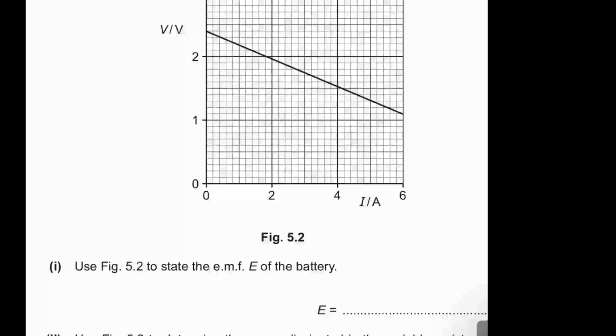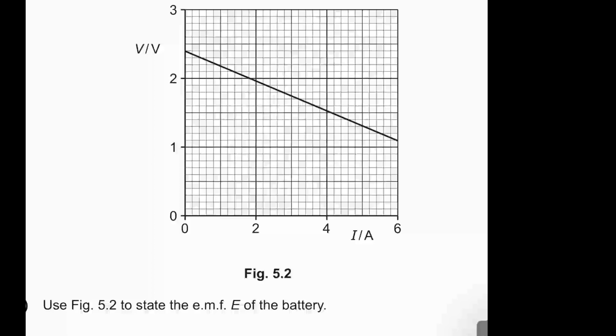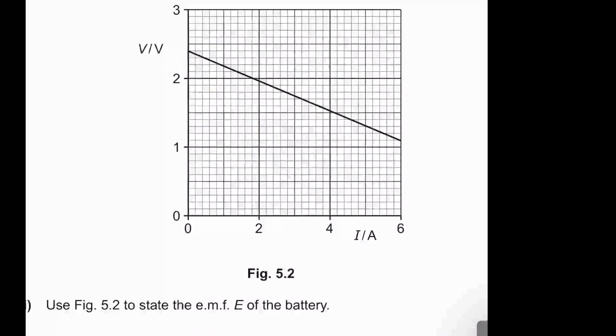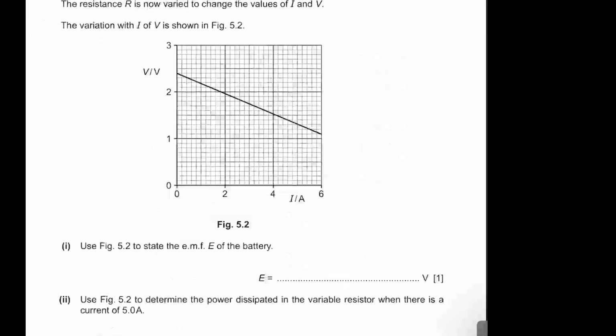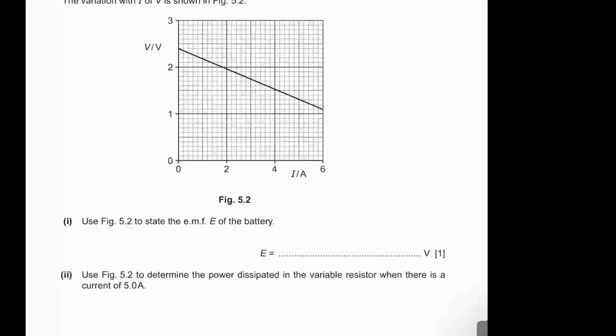So guys, I have told you, when the current is 0 in the circuit, the voltmeter reading will straight away be equal to the EMF. When there is no current in the circuit, that is this point. At this point, the voltmeter reading is the EMF. So how much is that? 2.4 volts. So the EMF of the battery will be 2.4.